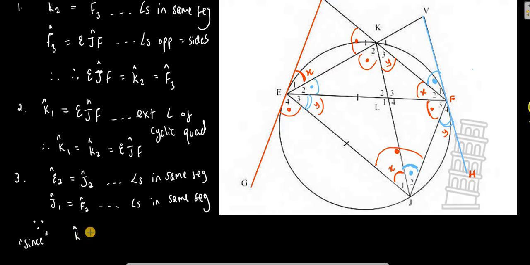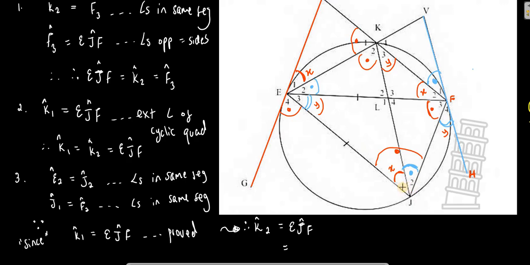So since K1 is equal to EJF, right? This was proved already. And we know that K1 is equal to K2, right? So this tells us that K2 will be equal to EJF. K2 and EJF are going to be equal, right? So since K1 and K2 were equal, what is EJF?